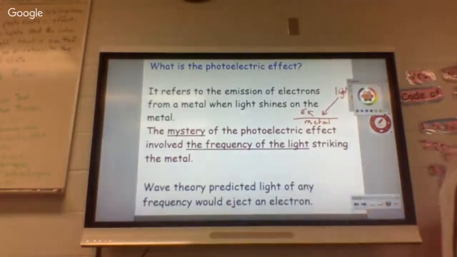Now, wave theory, as scientists knew it at this time. At the time that they predicted that this would happen, they said any frequency would eject an electron. Now, did that happen? No. Of course not. A fluorescent light bulb like we use in this classroom is not going to eject an electron from a metal. The light bulbs you have at home in your bedroom are not going to eject an electron from aluminum foil in your bedrooms. So there has to be something else going on in order for electrons to be ejected from metal. The question is, what is going on?